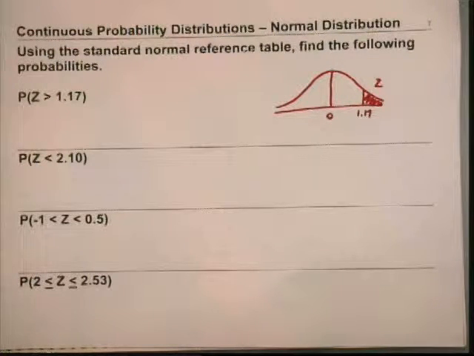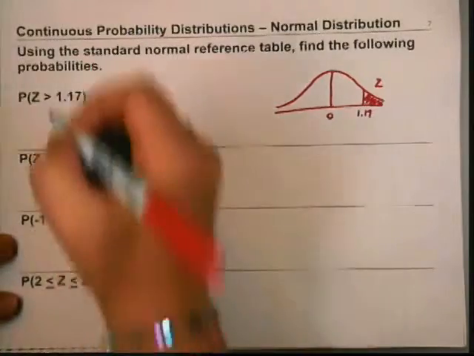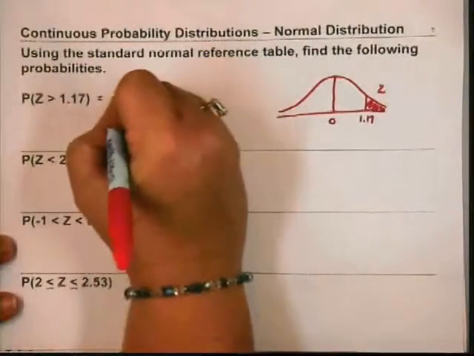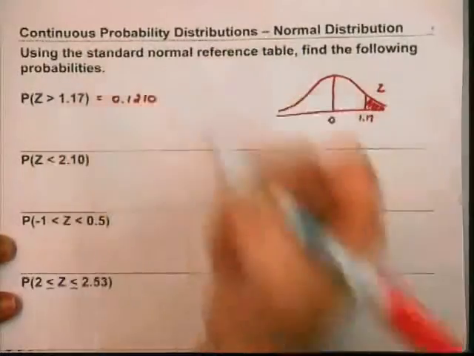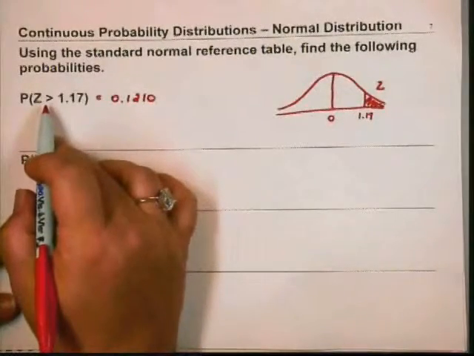0.1210. Does everyone locate that? Okay, that is exactly this probability because the table is set up to give you right-hand areas, and that's the probability being requested.